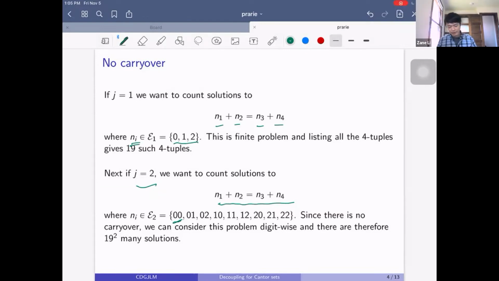Great, so on one hand, how many do I have? I have 9 digits here. This is also a finite problem. I could iterate through 9 to the 4 many. Sure, a computer can do that. But let's be a bit more clever.